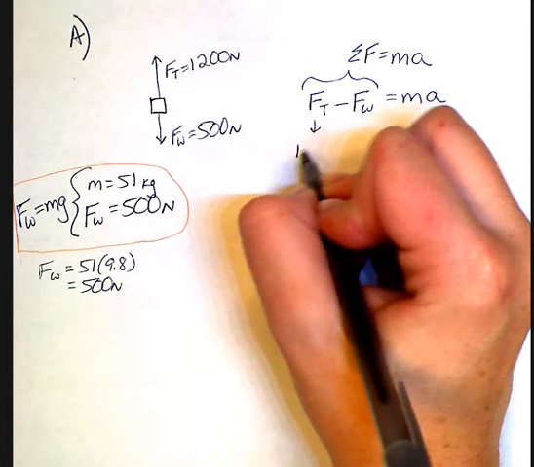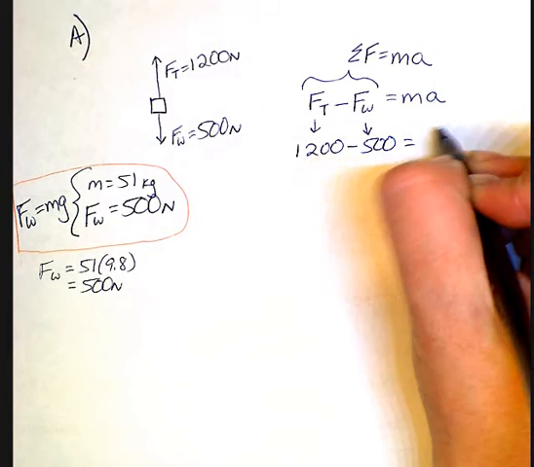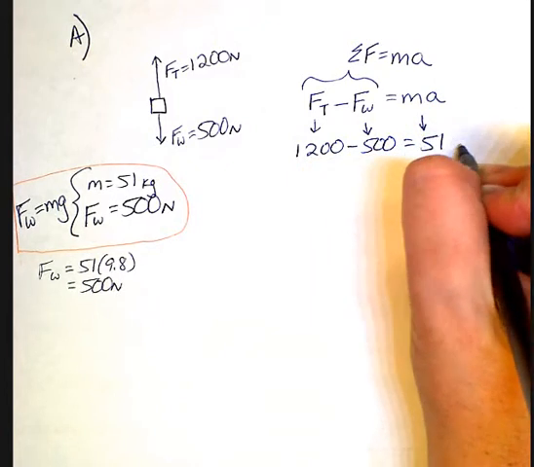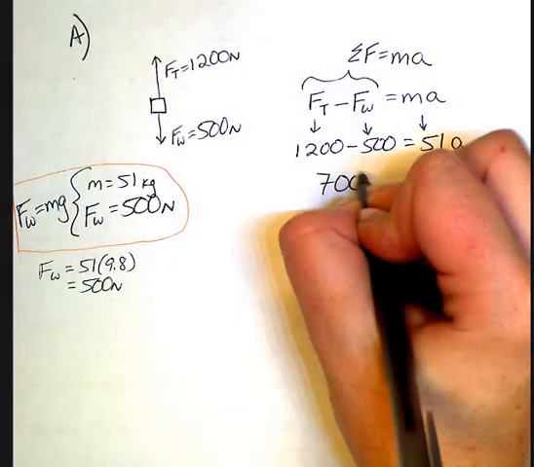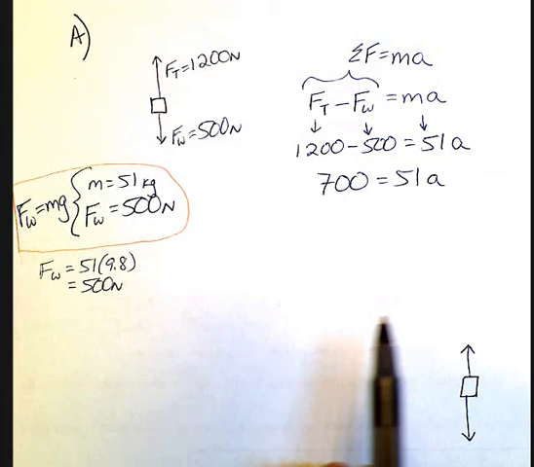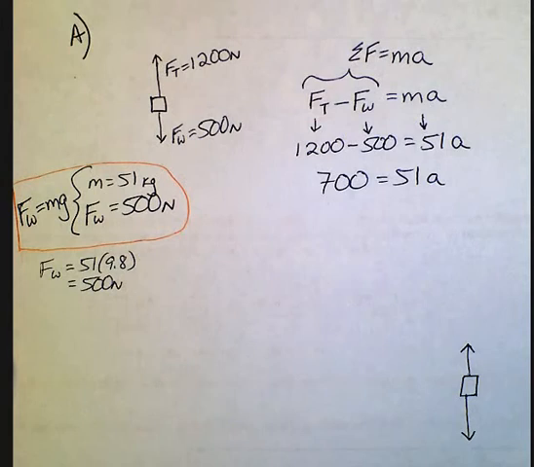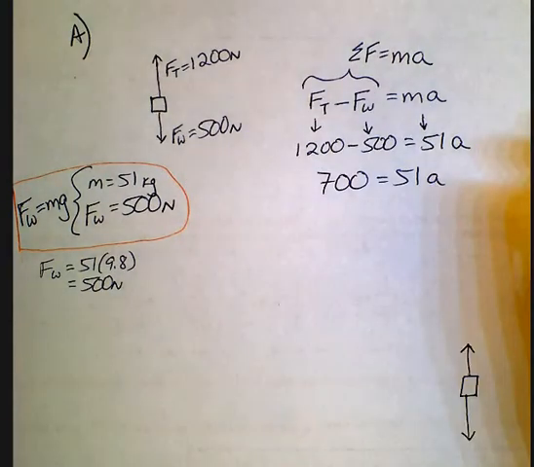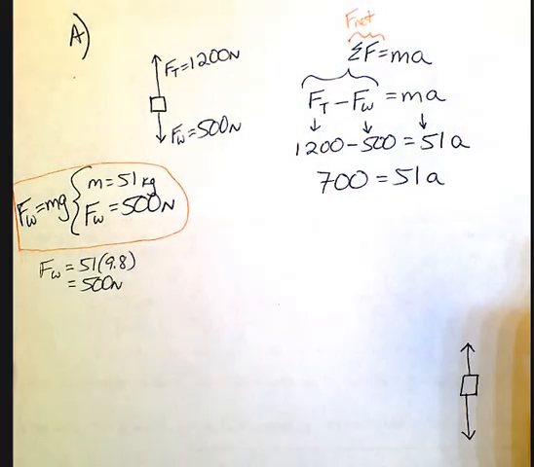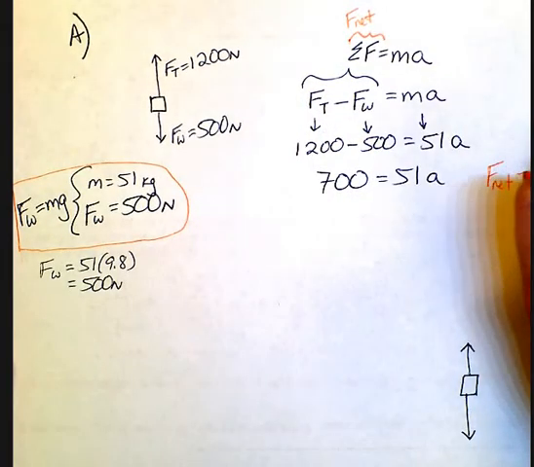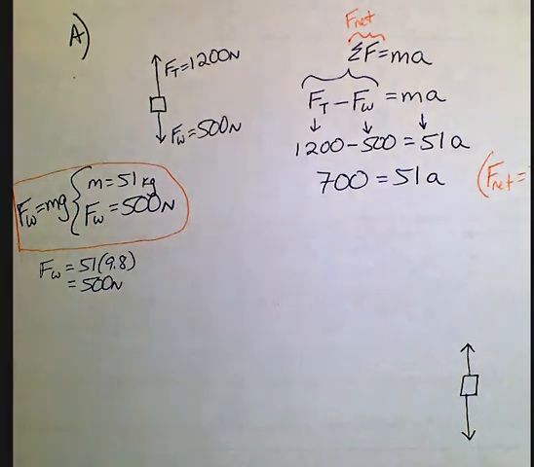Ft is 1200, Fw is 500, the mass is 51, and then a. Over here, I get 700 equals 51a. This side of the equation, up till here, this is your net force. Sometimes a college prep level question might ask, what is the net force? This here is equivalent to the net. So in this case, if it just said, what is the net force? The answer would be 700 newtons. So that's a sidebar. Keep solving.